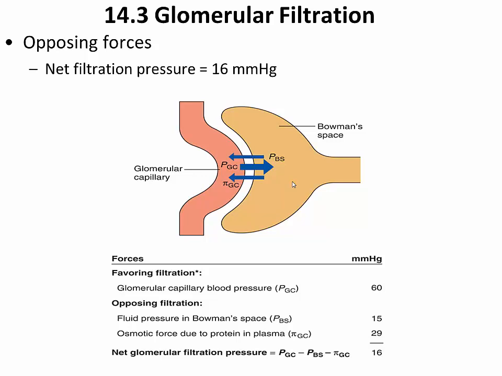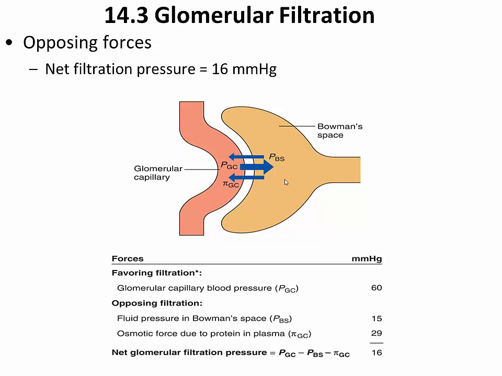There are two forces that oppose filtration in this particular case. So one is the fluid pressure that's found in Bowman's space, P subscript BS for Bowman's space. And so that's 15 millimeters of mercury. So that's opposing the movement of fluid from the capillaries into Bowman's space. And so that's, of course, distinctly less than the capillary pressure, as you would imagine, that's pushing blood out.